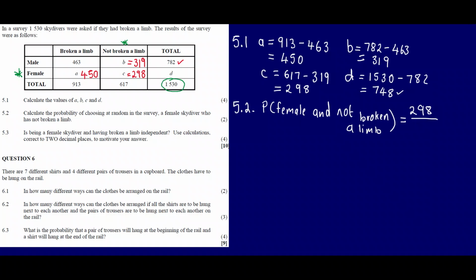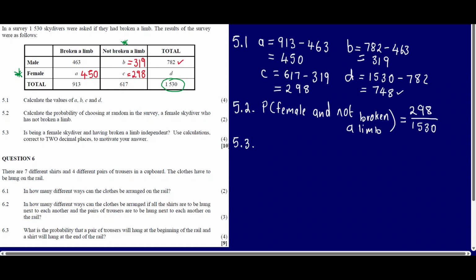1530, right? So we can move on to the next question, 5.3. Is being female and having a broken limb independent? To look at that, we will look at the probability of the female.